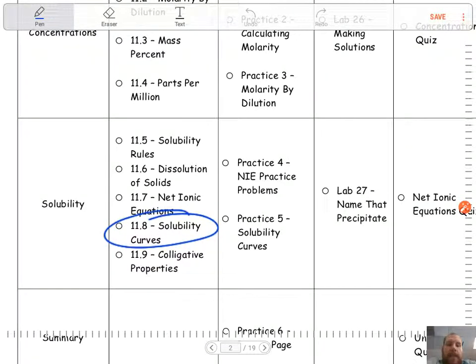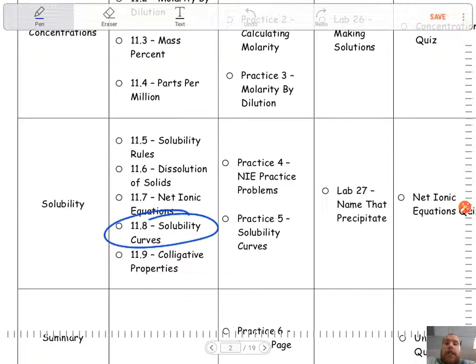This is video 11.8. We're going to be talking about solubility curves today. This is something that you absolutely will see at least one question like this on the Regents where they're going to give you this. Why, you say? Because you have a reference table that is specifically designed to show you this and have you guys look at it. And that's table G.